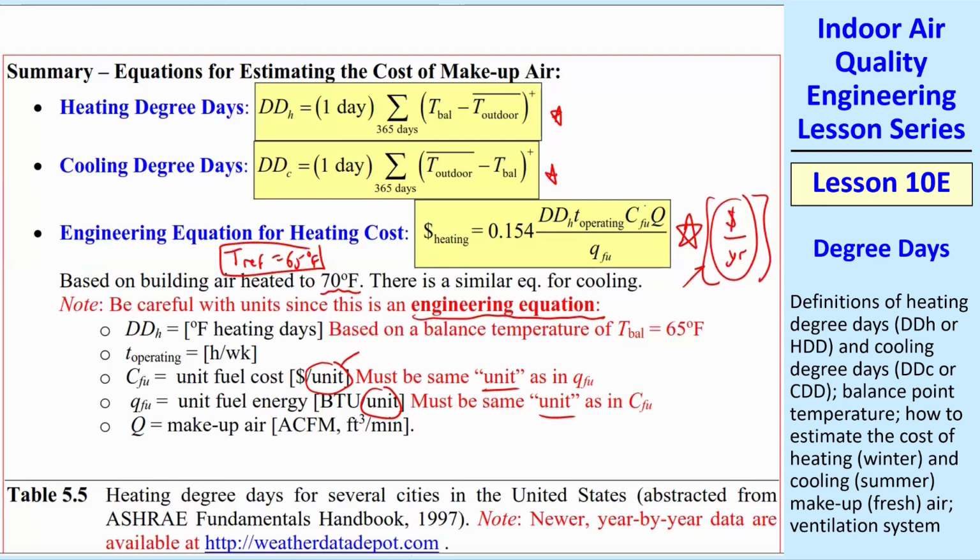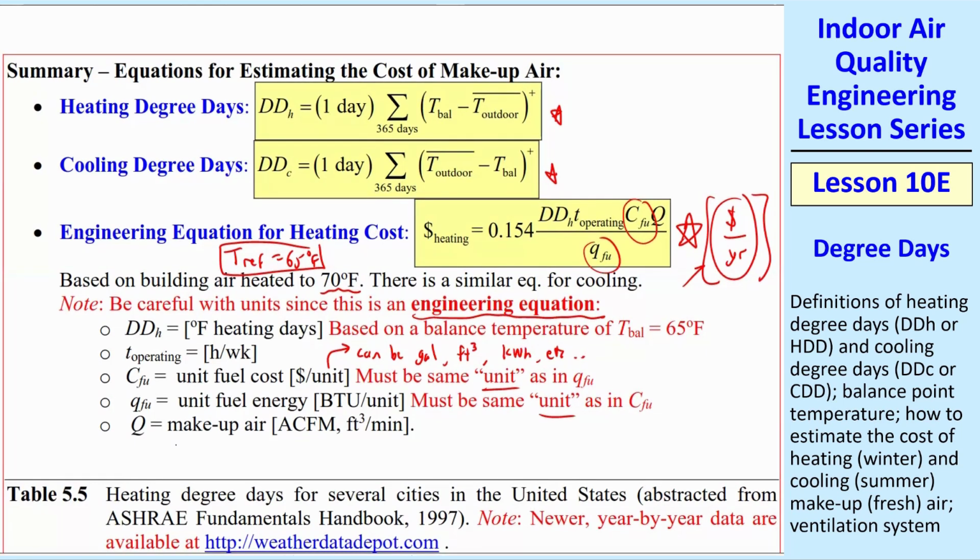Notice that CFU is in the numerator, QFU is in the denominator. So as long as this unit in each of these is the same, you'll get the correct unit cancellation. And this unit can be anything related to the fuel. If you're heating with oil, it can be gallons. If you're heating with natural gas, it could be cubic feet or CCF. C means 100 cubic feet. If you have electric heat, it's kilowatt hour, etc.